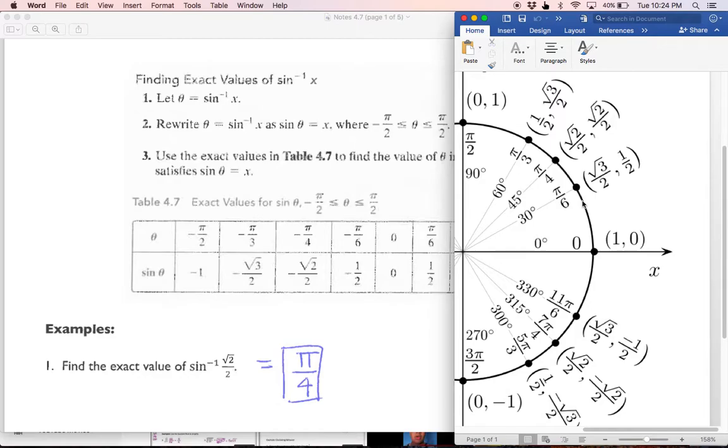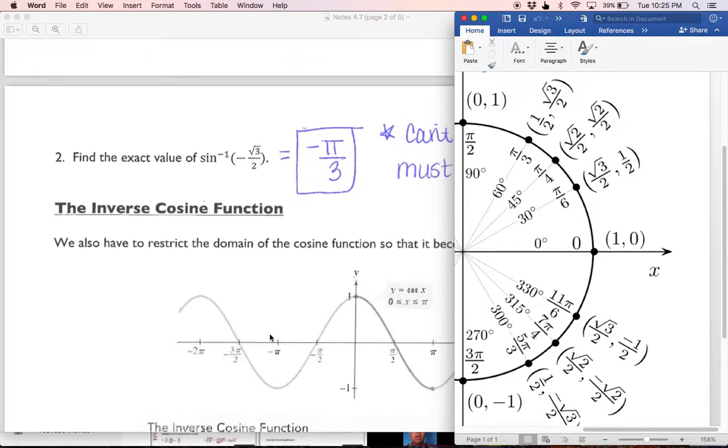I want to know where sine, remember sine is the y-coordinate, so where does sine equal the square root of 2 over 2? So I look at all my y's, and we see it's going to be this one. So pi fourths is the answer there. This is basically asking what angle has a sine of the square root of 2 over 2. Okay, so we can work backwards there for that. Let's look at another example.